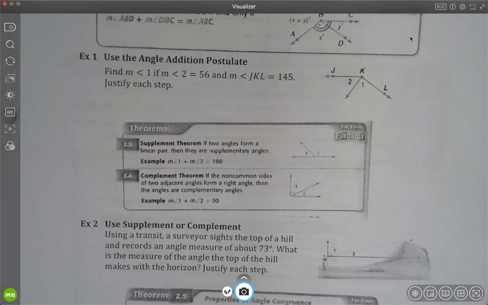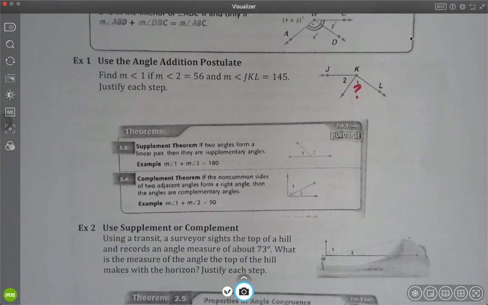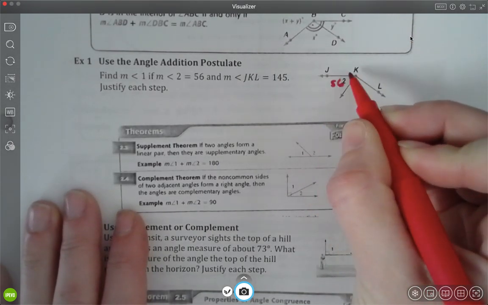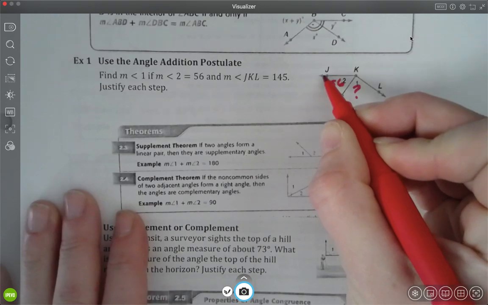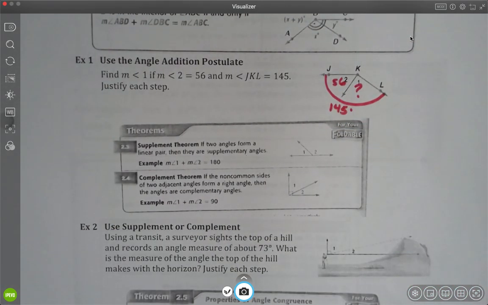This is very similar to the example that I just gave you. The measure of angle one, they want us to find that. This is what we don't know, so I'm going to put a question mark on it. Okay? You guys will have a handout today for homework, so feel free to mark any of these diagrams when they give you this stuff. Angle 2 is 56. Okay, 56 goes here. And then the whole thing, JKL, this whole amount, is 145 degrees. They want us to find that angle? Question mark.